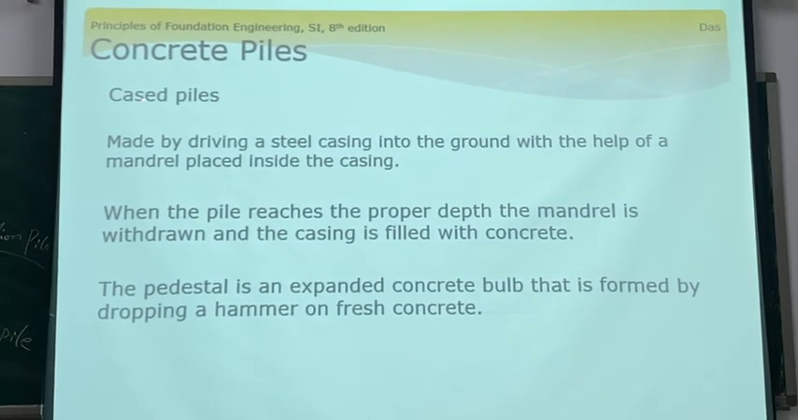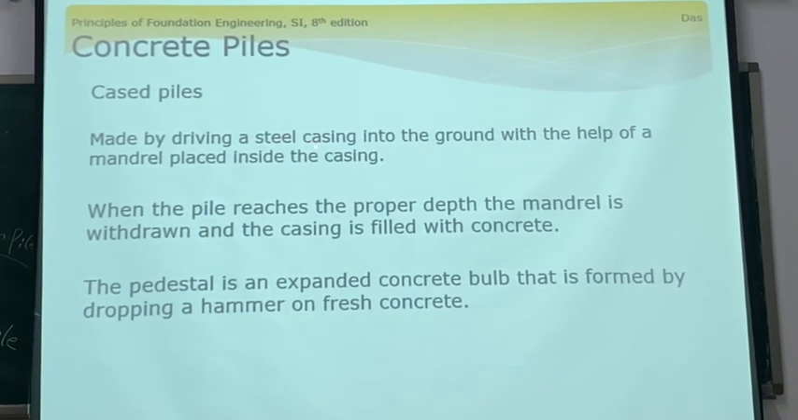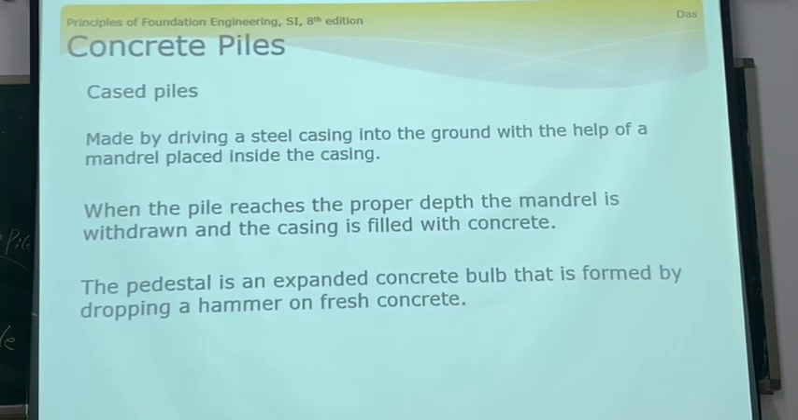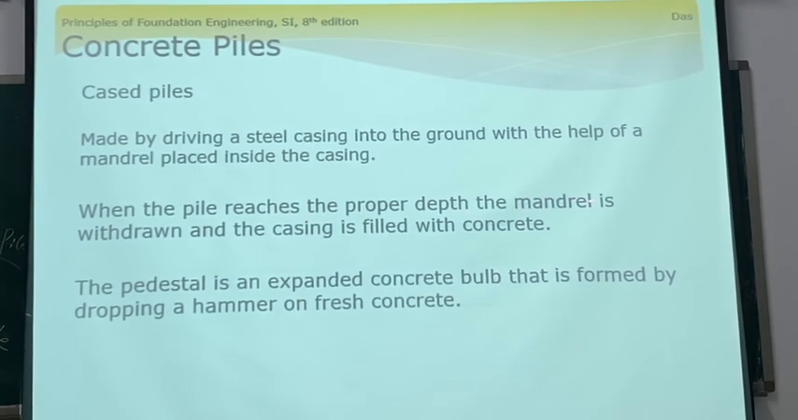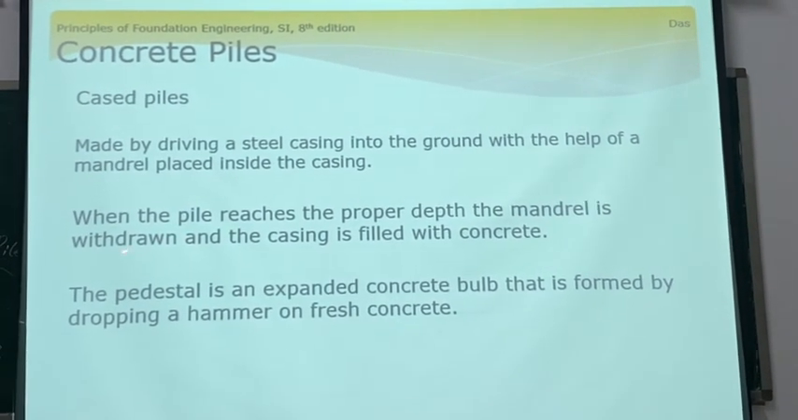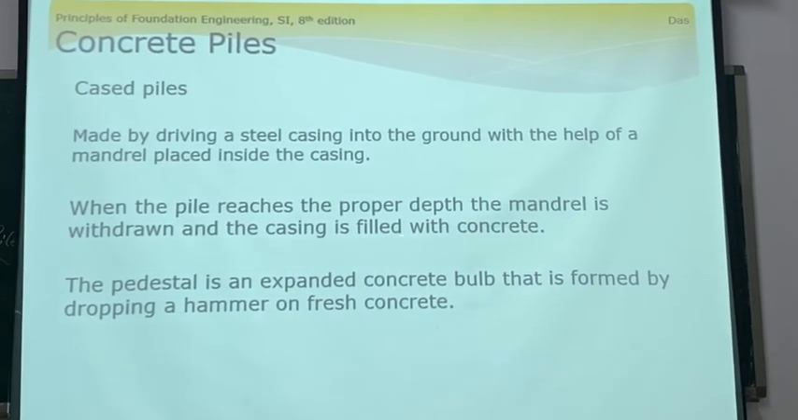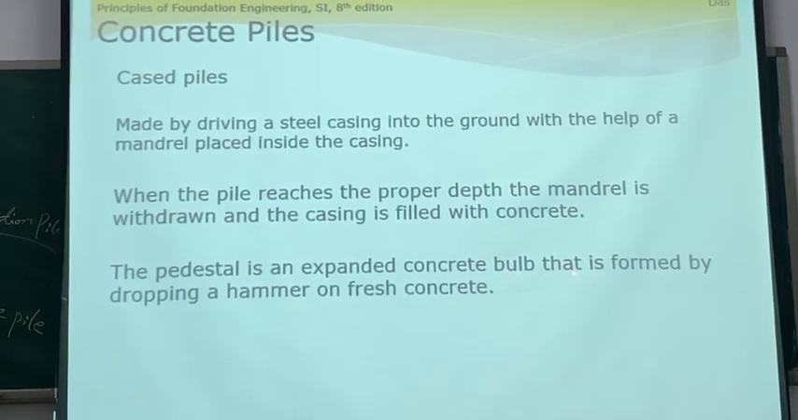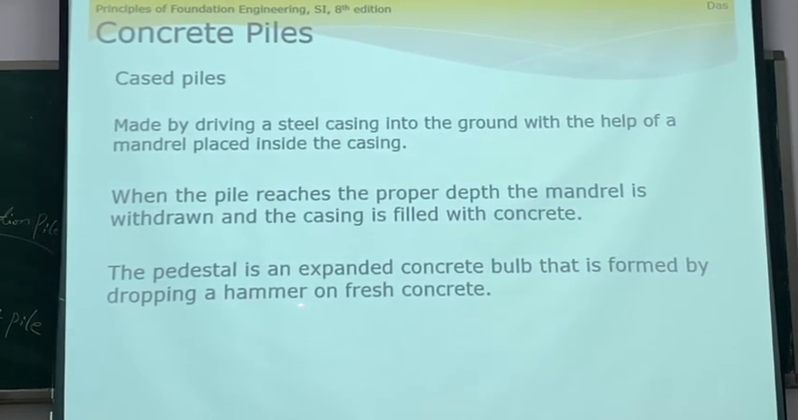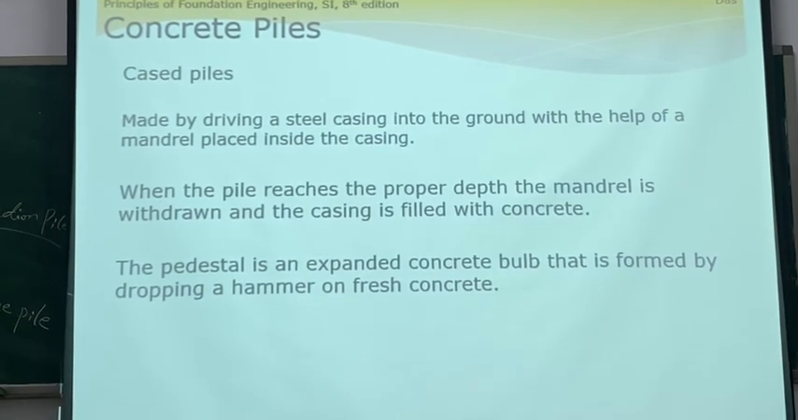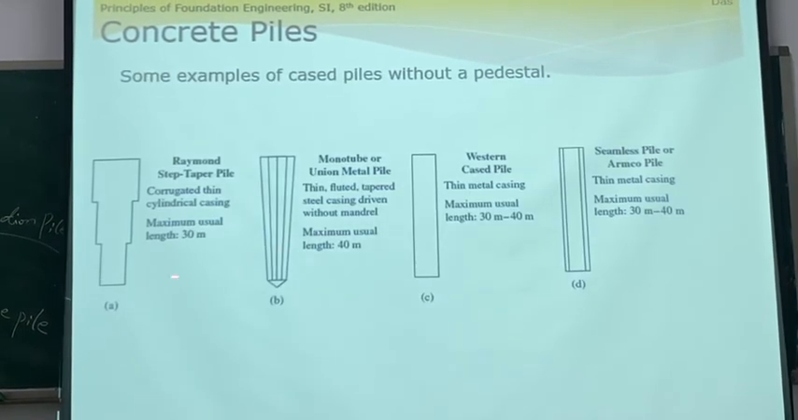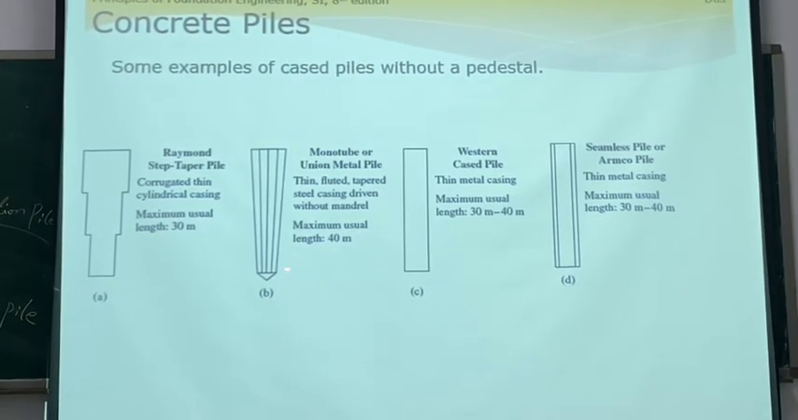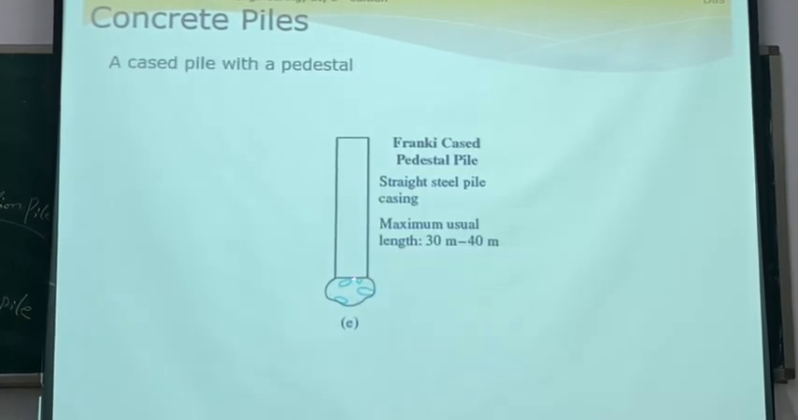We can see the cased pile made by driving a steel casing into the ground with a mandrel inside the casing. When the pile reaches the proper depth, the mandrel is withdrawn and the casing is filled with concrete. The picture shows an expanded concrete bulb that is formed by dropping a hammer or free-falling concrete. You can see this one. Some cast-in-place piles have a pedestal. This is a pedestal, okay?